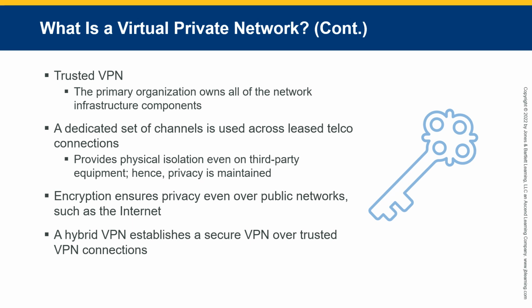Now, the encryption ensures privacy even over those public networks, such as the internet. Now, a hybrid VPN establishes secure VPN over trusted VPN connections. So that's where you have a hybrid where you have a VPN within another VPN, basically.